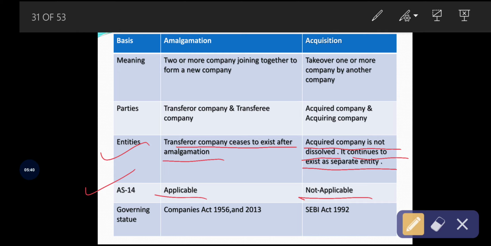Next, the difference based on the governing statute. Amalgamation comes under the Companies Act 1956 and the Companies Act 2013, that is, it is governed by the rules and regulations of those Acts. Under acquisition, the governing statute is SEBI, the Securities and Exchange Board of India. According to the SEBI Act 1992, the acquisition concept is governed, and it is implemented as per the rules and regulations of the SEBI Act. So these are the differences between amalgamation and acquisition.